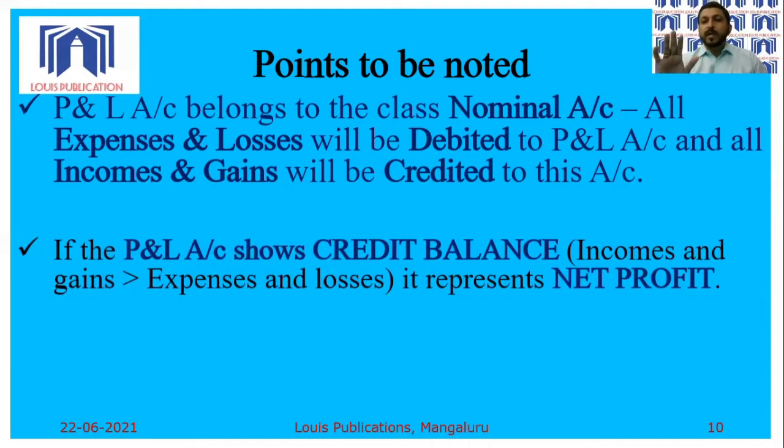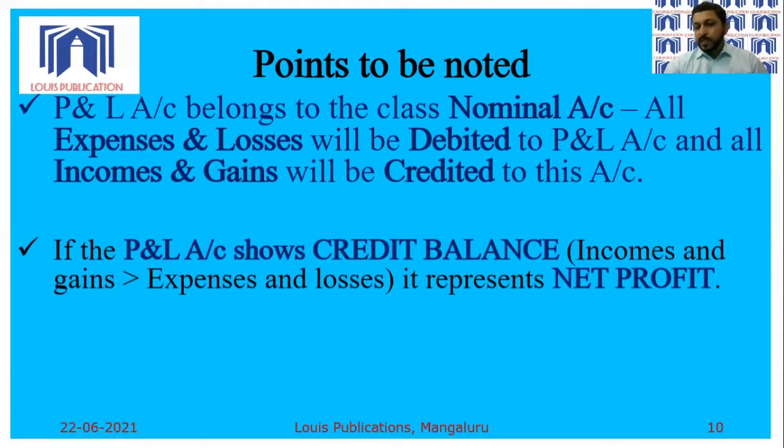Now, suppose there is a credit balance. Credit balance means credit side total is greater than the debit side, meaning to say incomes and gains are more than expenses and losses. So if profit and loss account shows a credit balance, it means income and gain value is more than expenses and losses. When incomes and gains are more than expenses and losses, that is called net profit, because income and gain is more. So it is net profit.